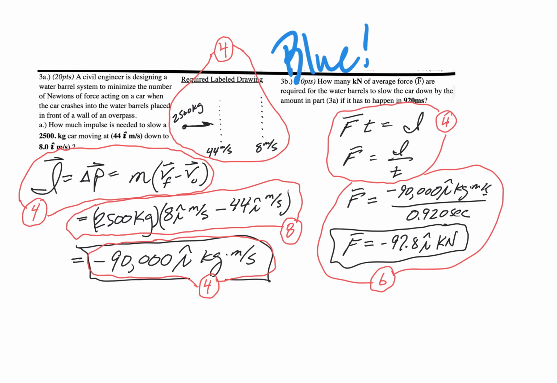Number 3, A and B are blue. Remember, it's a basic impulse problem, but probably the most missed part was people got their wrist slapped for not including the i-hat in the answer. If there's an i-hat in the problem, there's an i-hat in the answer, if it's a vector you're looking for. And both impulse and average force are vectors.